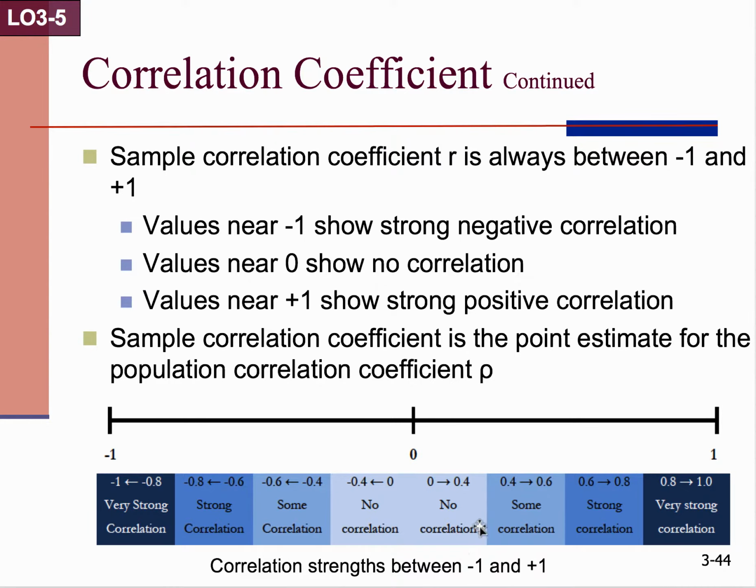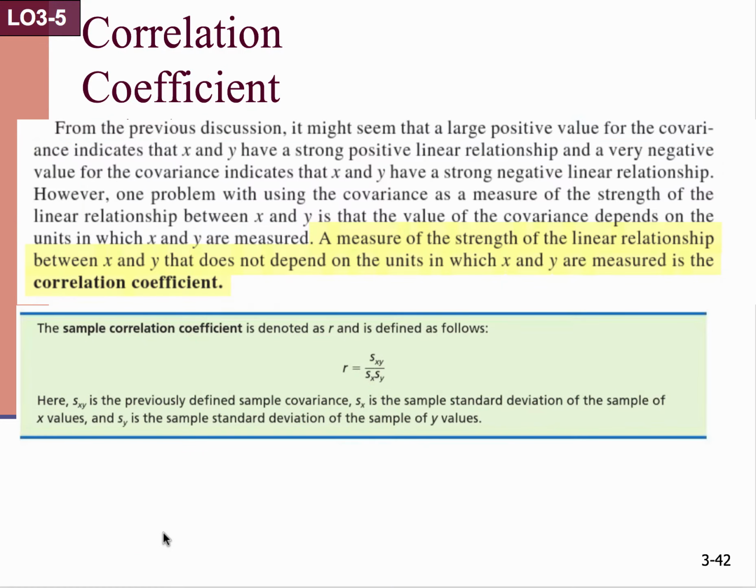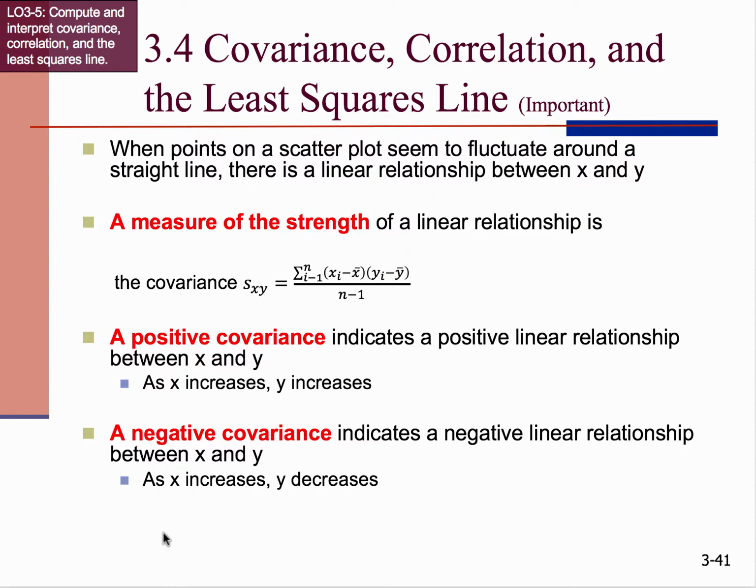If it's between 0 and 0.4, negative or positive, there is almost no correlation. The higher it goes, the better the correlation you have. Okay, so this is a rule of thumb, easy to understand. Okay, so after that, we can say the following.